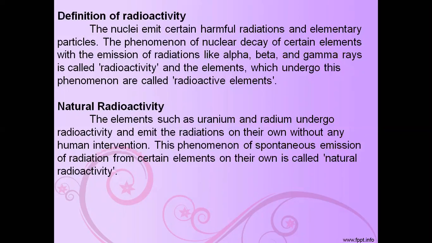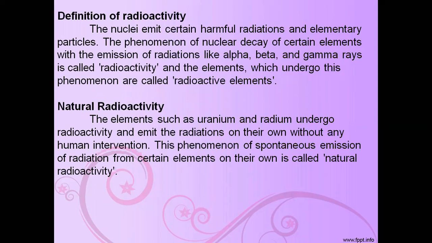So these elements emit the radiation. These are the radioactive elements because they emit the radiation. So this process is called radioactivity. Emission of radiation, that is called radioactivity. During this process, the phenomenon is nuclear decay of certain elements with the emission of radiation like alpha, beta and gamma rays. Okay. So this is the definition of radioactivity.